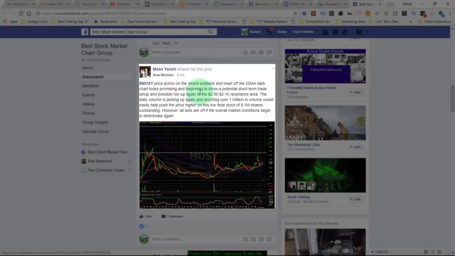So we will take a look at his stock, and he's got an open mind here. He understands that if the markets roll over, then the trade is off the table. But he's bullish using a short-term daily view. Let's go to the weekly and daily chart and discuss Milan's pick.